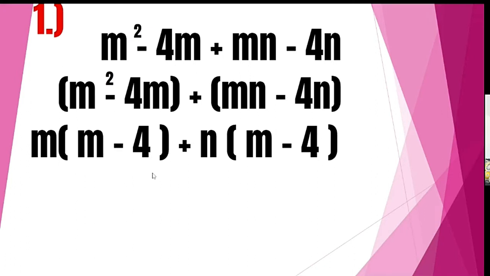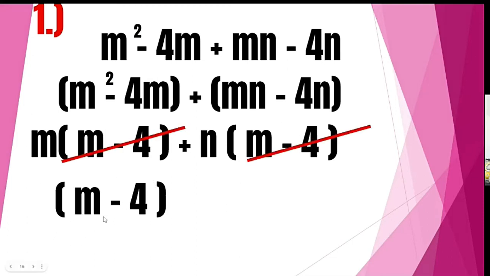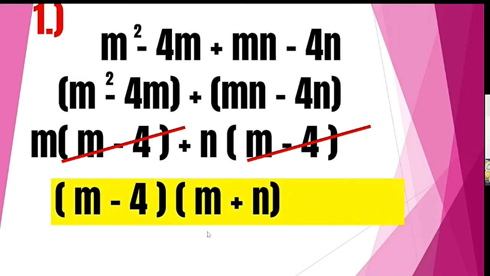Now, so dun na tayo sa final answer. So, paano natin makukuha yung final answer? The final answer is yung parehas or yung nasa loob ng parenthesis. So, which is m minus 4. Parehas naman yan. Lagay natin siya as m minus 4 here. And then, yung greatest common factor ng bawat factored form. So, m, and then yung positive n. And that is the final answer for example number 1.